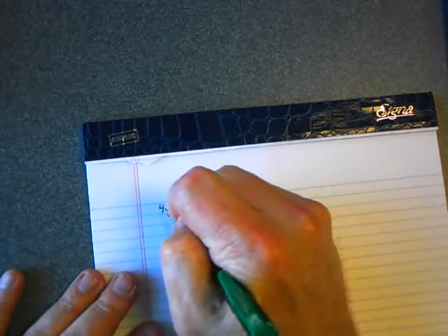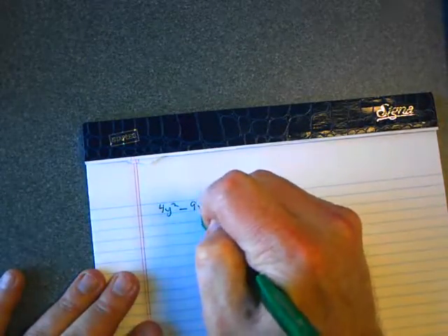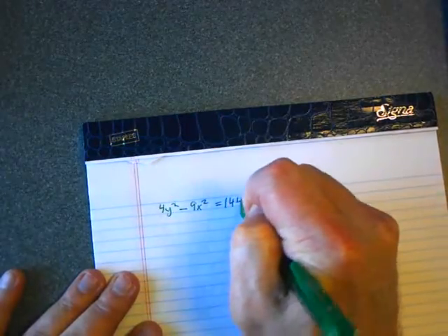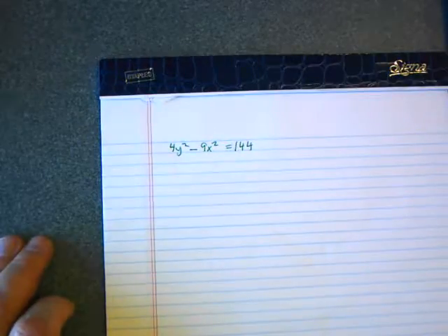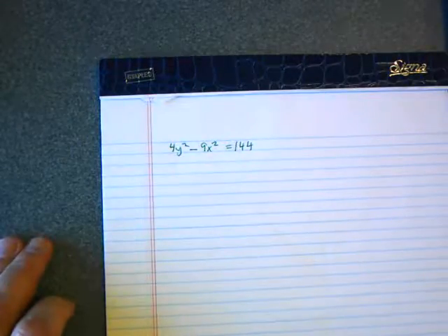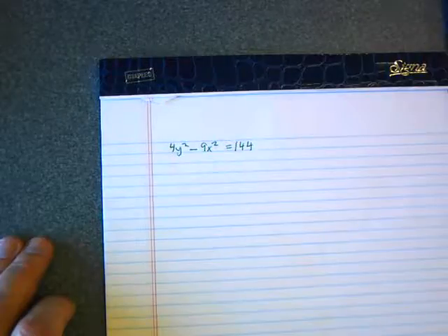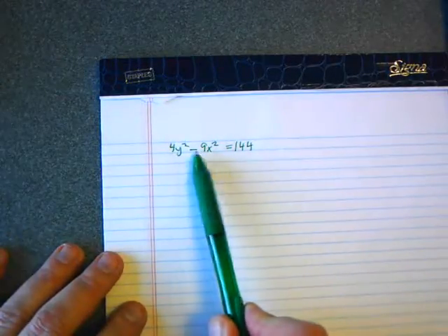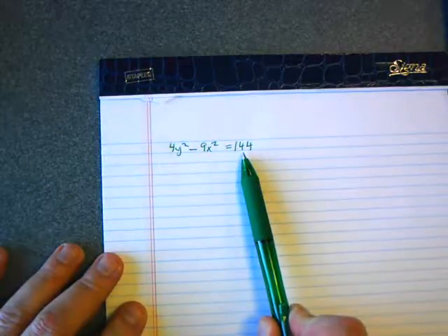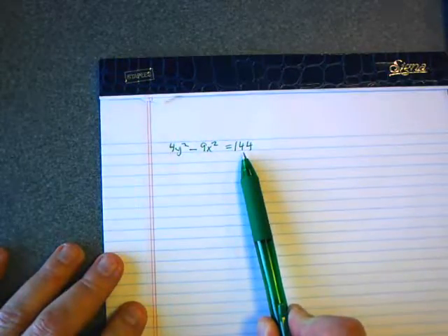Alright, next one we have. What do we have? 4y squared minus 9x squared equals 144. What's wrong with that one? It's got numbers in front here, and it's got 144 over there. So how do we fix it?